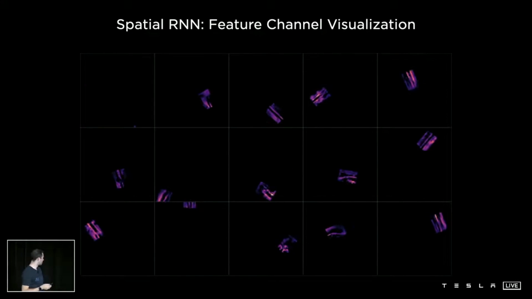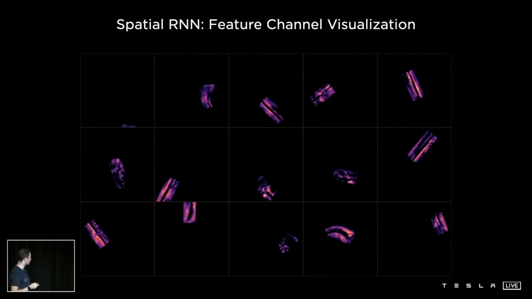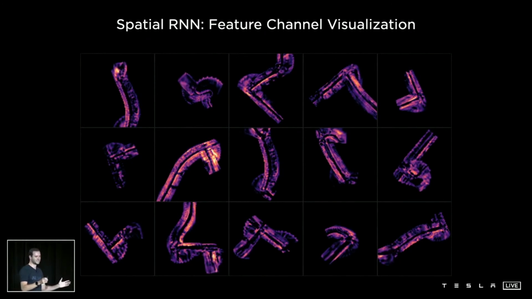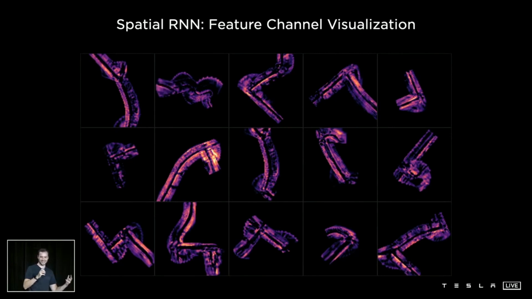Here's another cool video of this. This is looking at the mean of the first 10 channels in the hidden state for different traversals of different intersections. And all I want you to see basically is that there's cool activity as the recurrent neural network is keeping track of what's happening at any point in time.